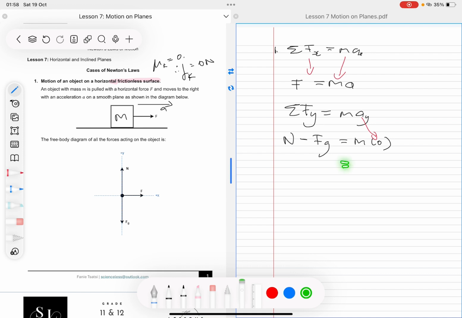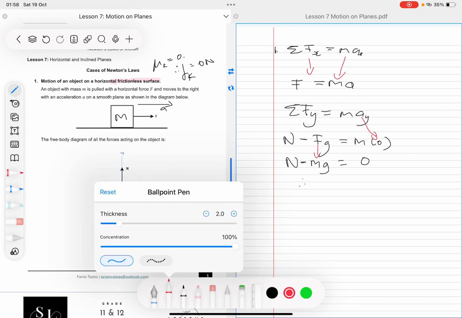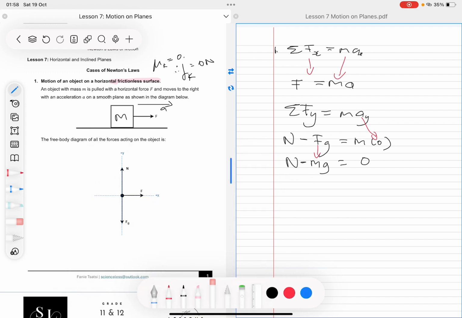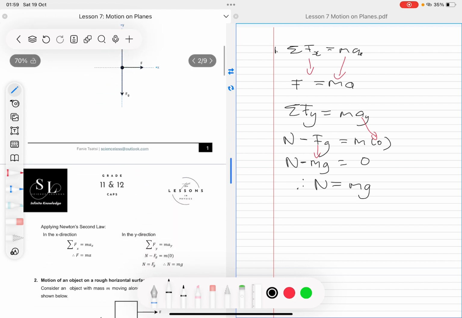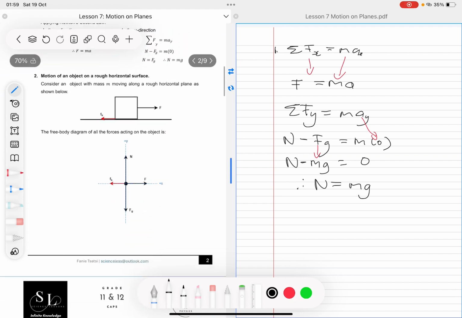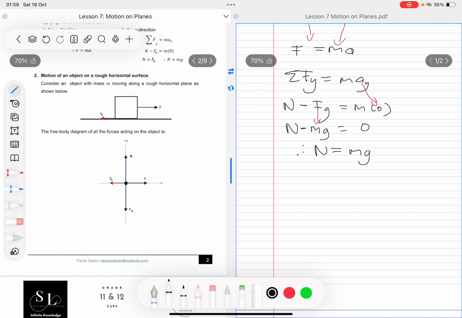That's why it's 0. Now this means I'll have a 0 this side, and I'll have the normal force minus mass times acceleration, because we know that Fg, the force of gravity, is given by mass times acceleration due to gravity. Now, let me change my pen. This means that the normal force is exactly the same as the force of gravity, right? So this is how you'll go about solving a problem where there is no frictional force.